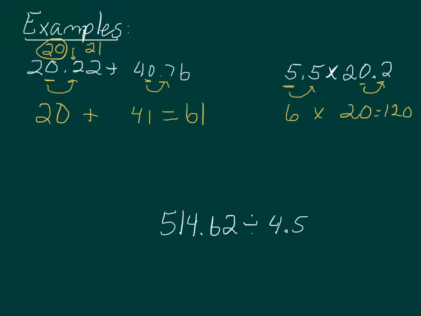For instance, if I would have done this problem here on my own, I would have rounded them both to the nearest 10. 20.22 is close to 20. 40.76 is close to 40. So that answer is close to 60. I would have made an estimate of 60. 61 is a little closer, but sometimes it doesn't matter. Anyway, let's move on to the last example.